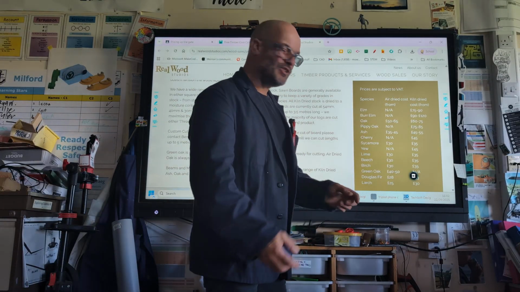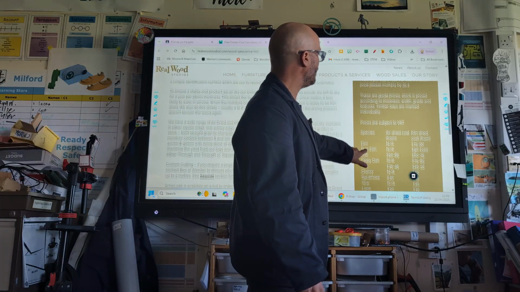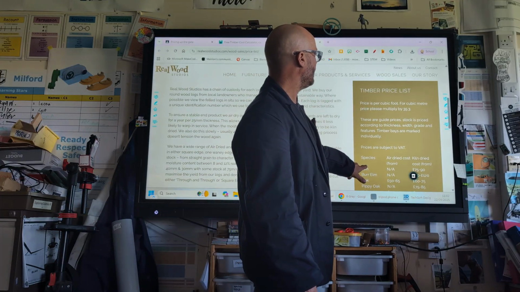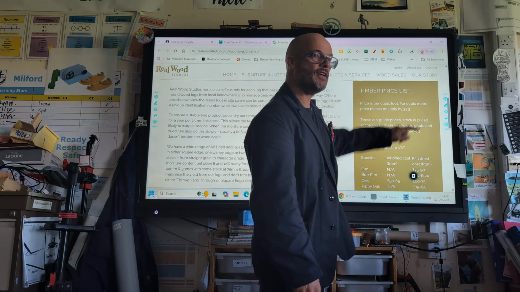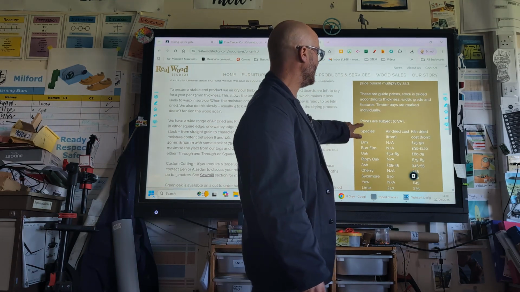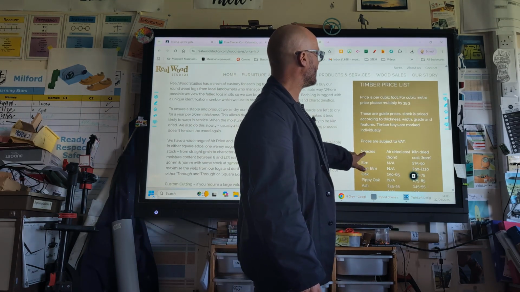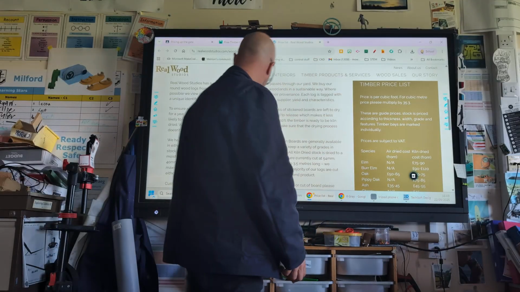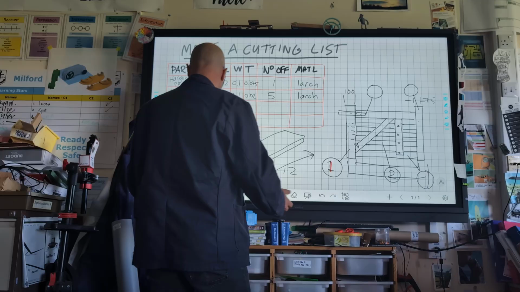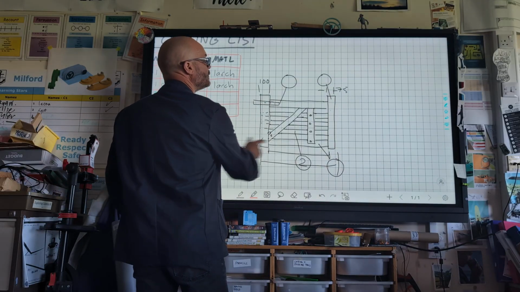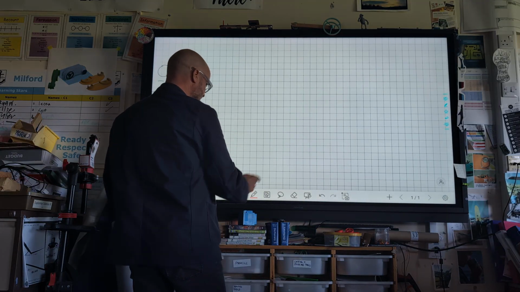Right, more useful for us will be knowing what that price is per cubic meter. So luckily, this Realwood Studios give you the multiplier. 35.3 is the multiplier to find out the price per cubic meter. So I'm going to jump back into my whiteboard and I'm going to find out some prices. So I'm going to just push my page across here now because we're looking at prices now, right?